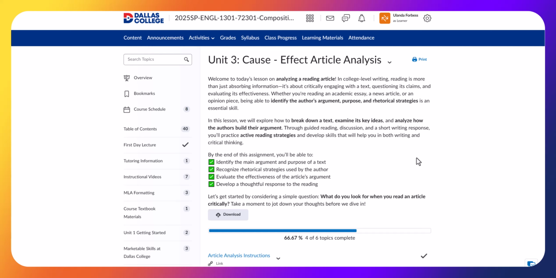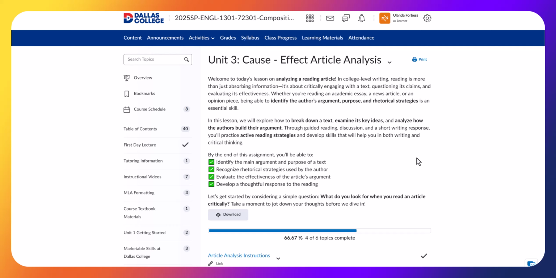Analyzing a reading article is more than just absorbing information. It's about critically engaging with the text, questioning its claims, and evaluating its effectiveness. Whether you're reading an academic essay, a news article, or an opinion piece, being able to identify the author's argument, purpose, and rhetorical strategies is an essential skill.